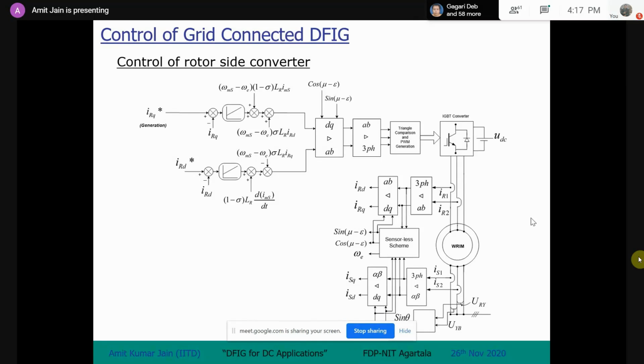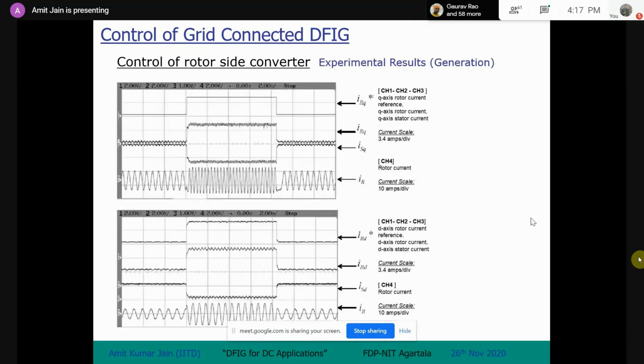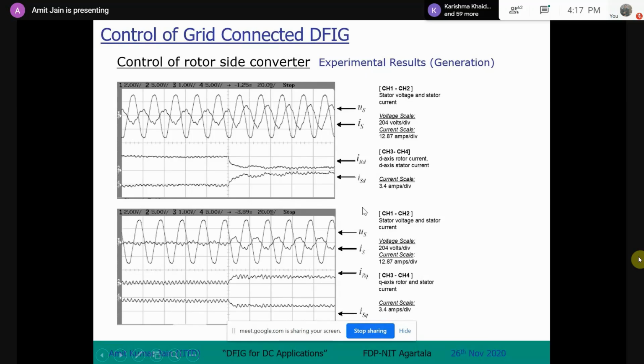Okay. So this is such an algorithm. These are some of the experimental results of what we have done for the AC system. You can see that these are perfectly coupled systems, D and Q. Basically, this is out of phase, so it is generating. If stator currents and stator voltages are out of phase, it means power is going out.